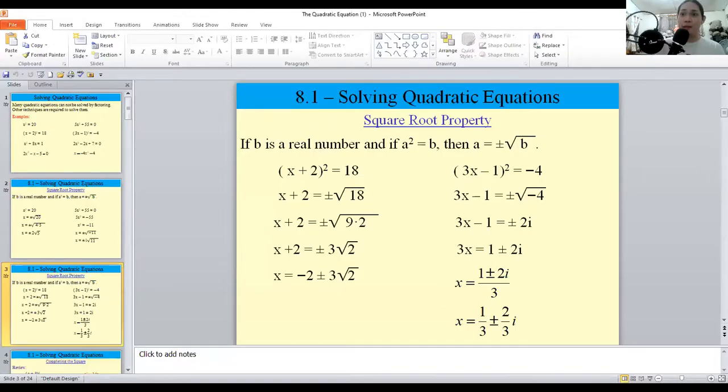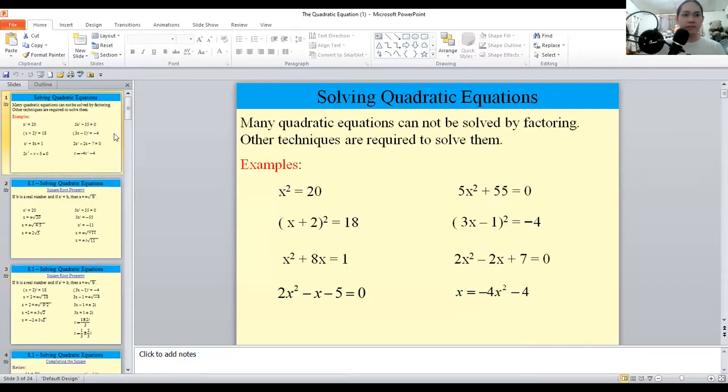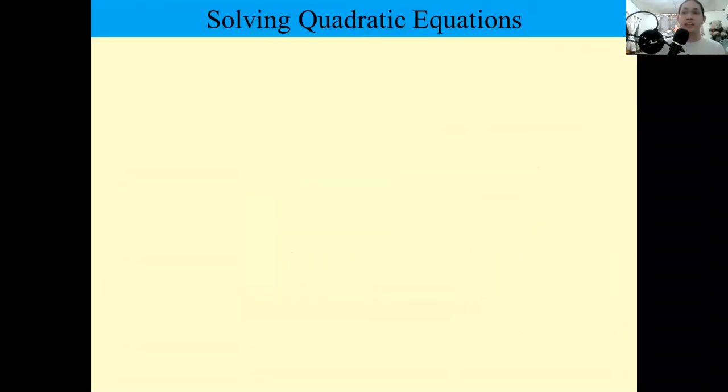So now let's proceed to our next video discussion, which is our next topic, about solving quadratic equations, but I will just limit it to the square root property. So now let's have an introduction to solving quadratic equations.